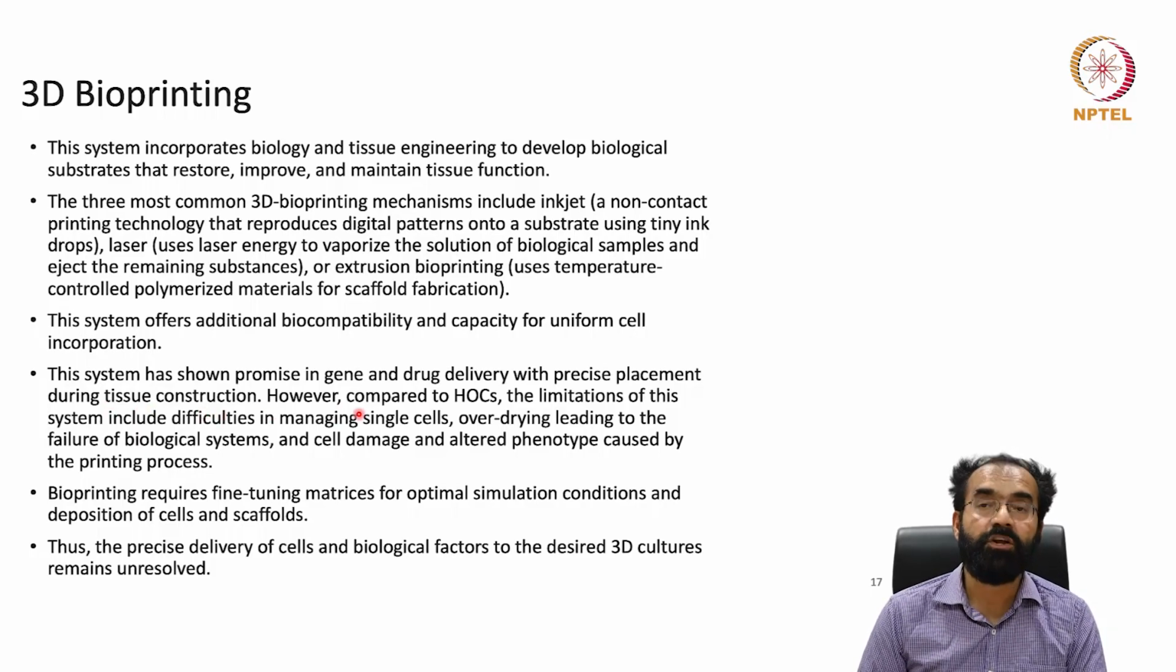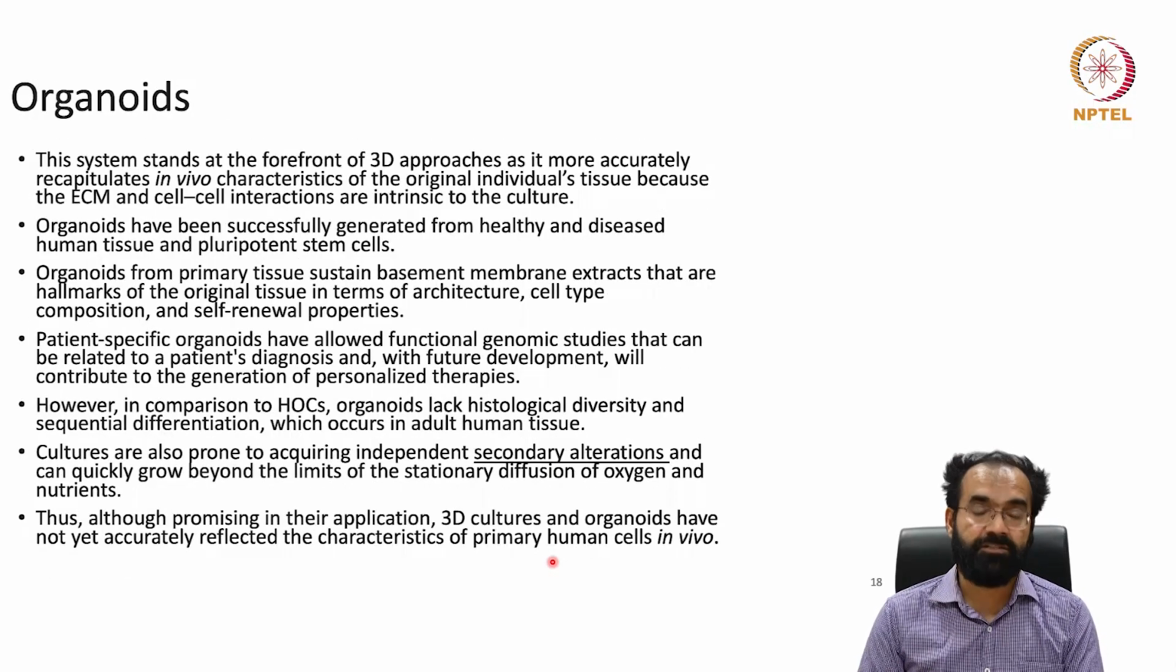However, compared to human organ culture, HOCs, the limitations of this system include difficulties in managing single cells, overdrying leading to the failure of biological systems, and cell damage and altered phenotype caused by the printing process itself. Bioprinting requires fine-tuning matrices for optimal simulation conditions and deposition of cells and scaffolds. Thus, the precise delivery of cells and biological factors to the designed 3D cultures remains unresolved.